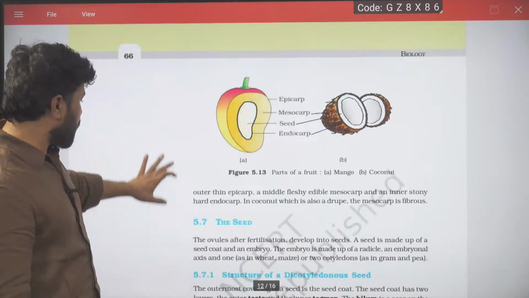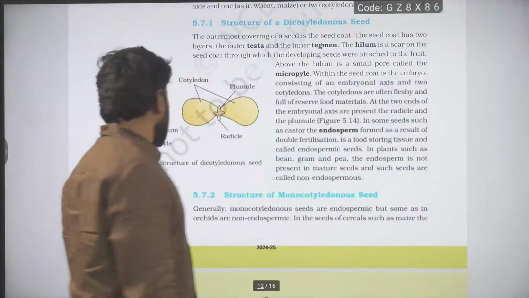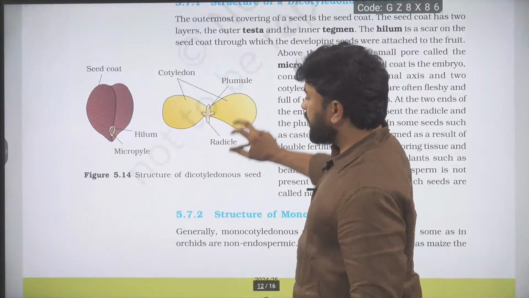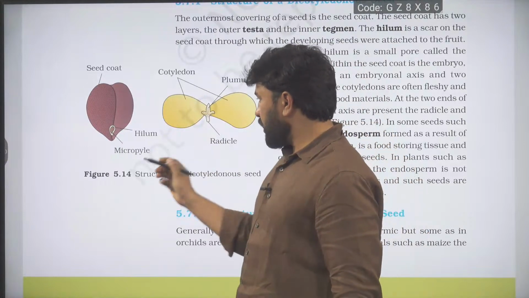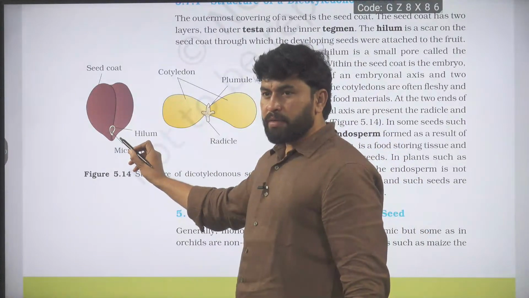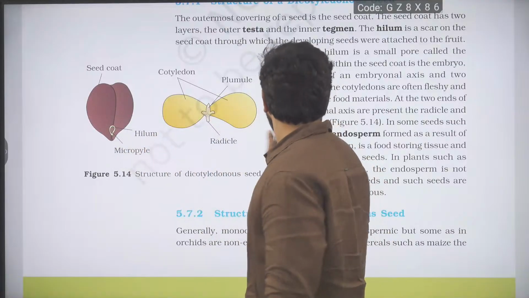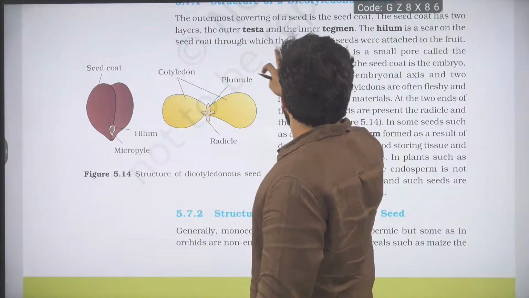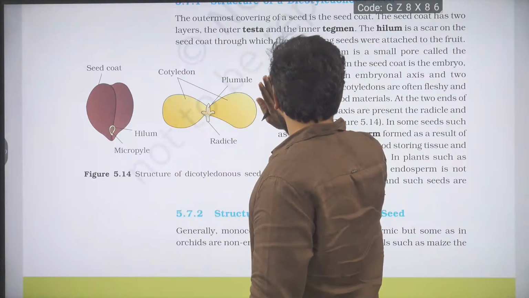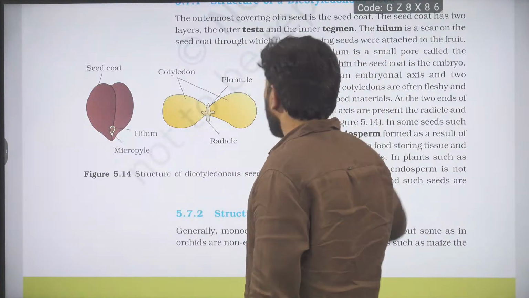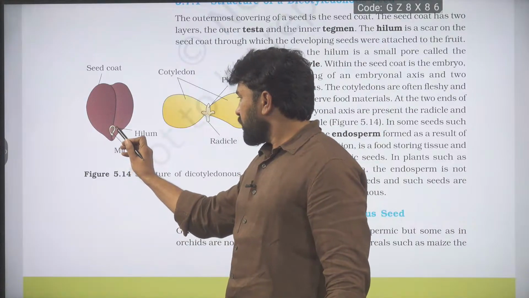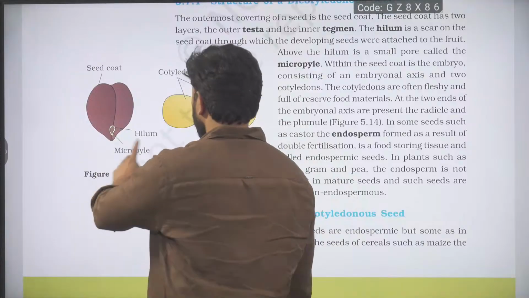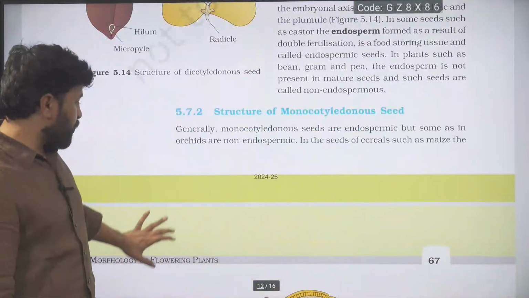What are the parts that they wanted to mention about seed? Remember, this is the dicotyledonous seed they mention. You can see that micropyle is present. Actually, you will read somewhere else: hilum is the scar on the seed coat where it was attached to the fruit. Okay. Above the hilum, there is a small pore. Careful. This is the hilum. On the top of it, there is a small pore. That pore is called the micropyle.